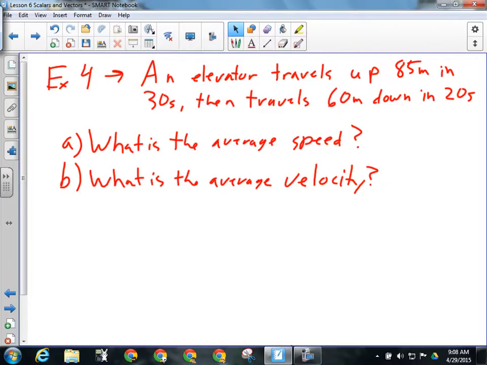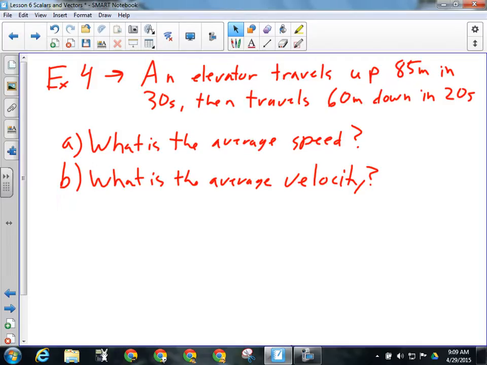All right, let's have a look at this one. So we got an elevator that goes 85 meters up in 30 seconds, and then travels 60 meters down in 20 seconds. First part says, what's the average speed? The question gave us directions, but the first part asks us for something that's scalar or vector. Scalar. So does it matter whether it went up or down? It doesn't matter for part A. Does it matter for part B? It does. Sometimes the question is going to do that just to see if you remember the difference.